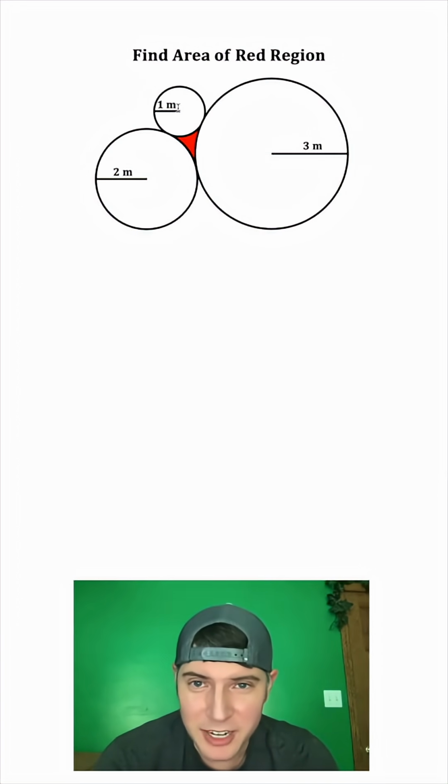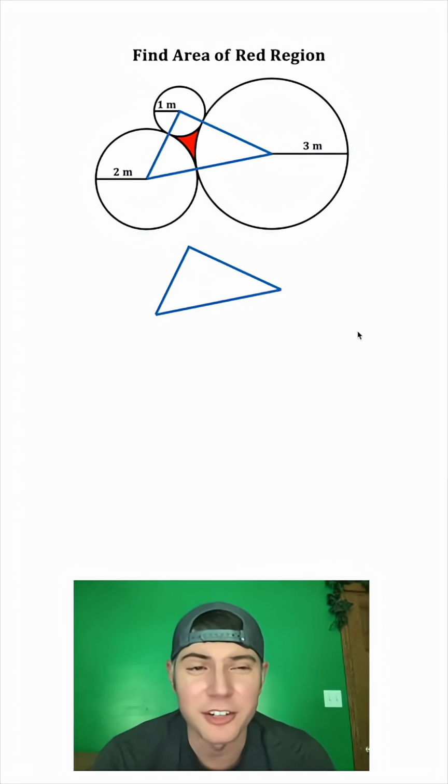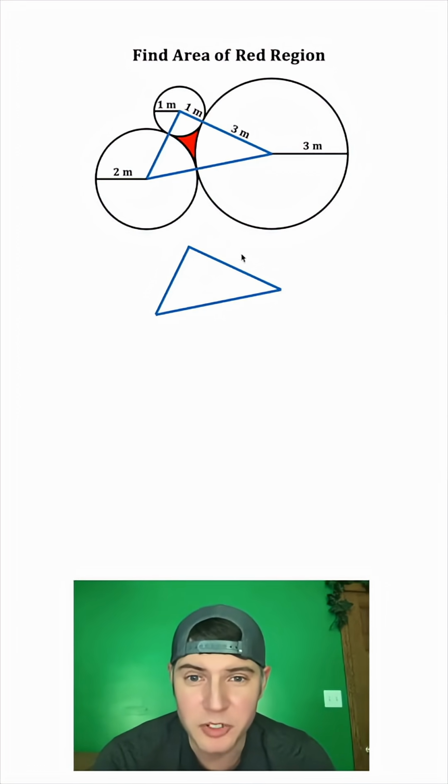So for the first step, let's connect this center to this center, and then this center to this center, and then this center to this center. This forms a triangle, and let's look at the triangle down here. So this is a radius of this circle, which is 1, and this is a radius of this circle, which is 3, which makes this entire top side 1 plus 3, which is 4.